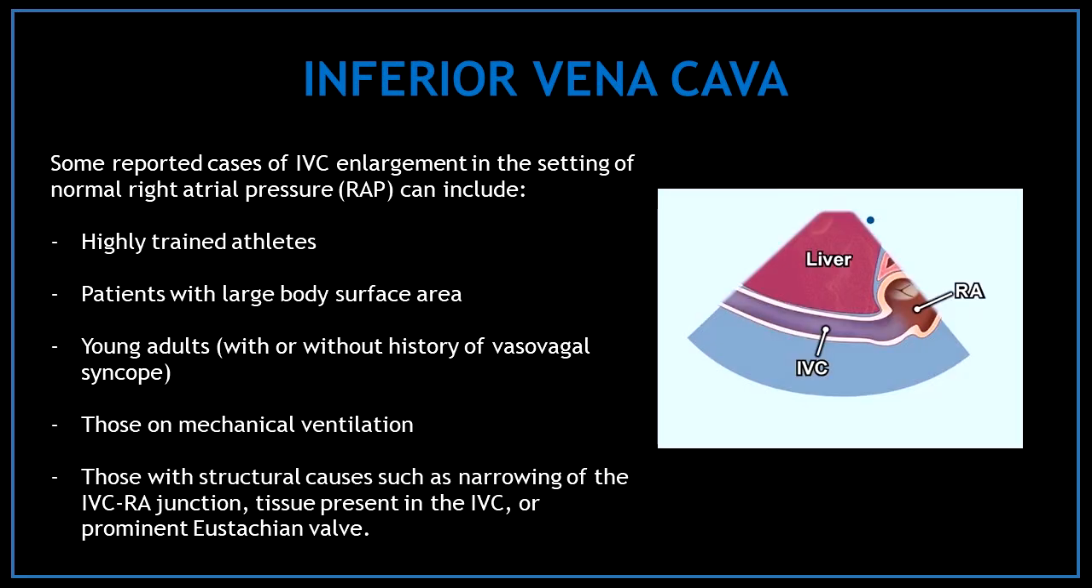Some reported cases of inferior vena cava enlargement in the setting of normal right atrial pressure can include highly trained athletes, patients with large body surface area, young adults, those on mechanical ventilation, and those with structural causes such as narrowing of the inferior vena cava right atrial junction, tissue present in the inferior vena cava, or prominent Eustachian valve.